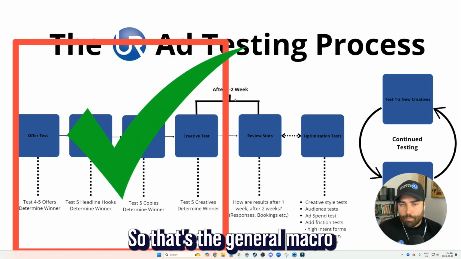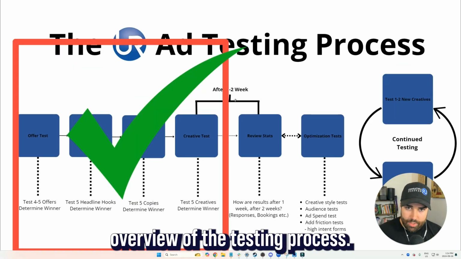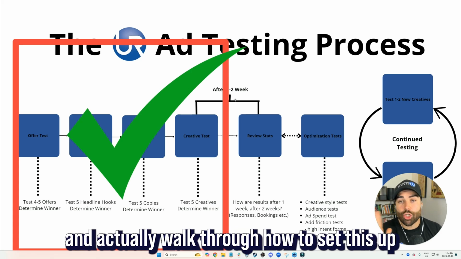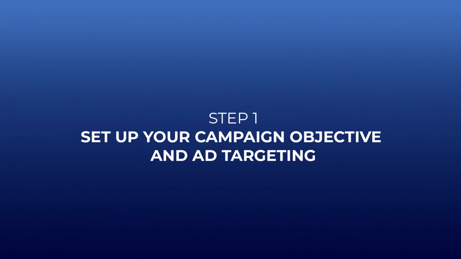Okay, so that's the general macro overview of the testing process. Now let's jump into the ad account and actually walk through how to set this up. Okay, so step one is going to be setting up your campaign objective as well as your ad targeting.